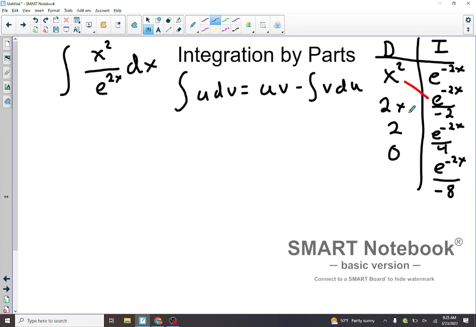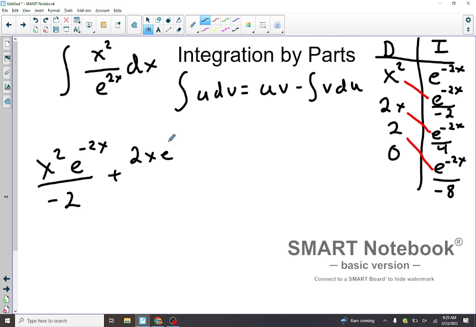Why is it negative 2, positive 4, negative 8? You are dividing by its derivative in this case, whereas with normal derivatives we would just multiply by the derivative. With that in mind, we could put this all together: x squared e to the negative 2x, all divided by negative 2, plus 2x e to the negative 2x over 4.